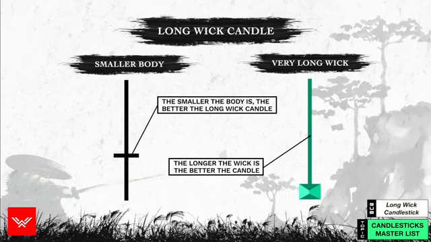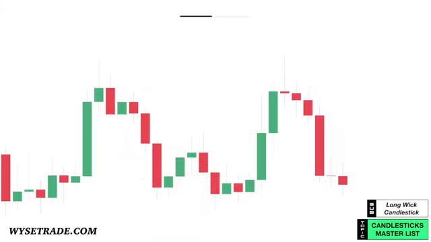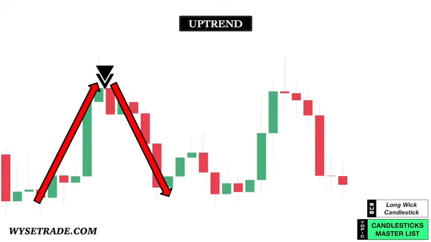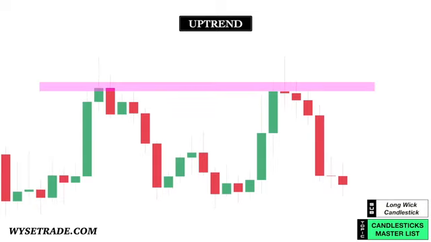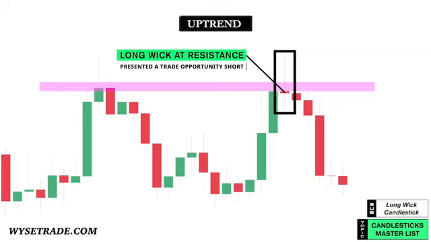So let's now show how this is used in combination with key levels. Starting in an uptrend, first, price came up, hit and reversed, giving you your key level of resistance. As price came back up, you had a perfect long wick candle form right at the key level of resistance, which presented a trade opportunity short.